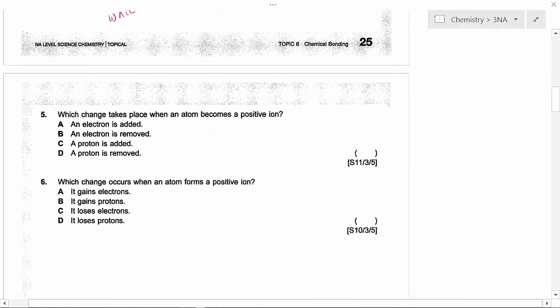Question number 5. Which change takes place when an atom becomes a positive ion? Positive ion. So for example, X is an atom. For a positive ion, you must give away electrons. So this means give away electrons or lose electrons. So answer is B. Electrons are being removed.